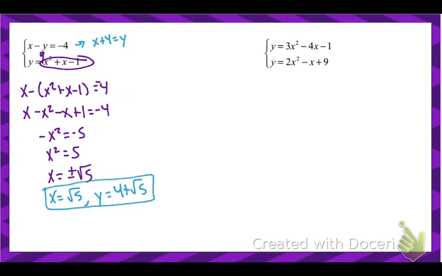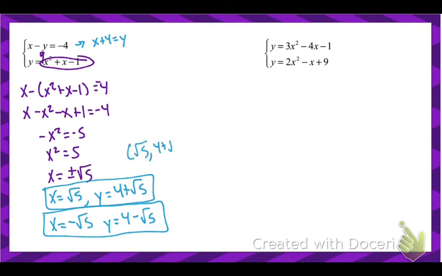Your other solution, when x equals negative square root of 5, then y is going to equal 4 minus the square root of 5. So those are two distinct solutions. You can either write them that way, or you can write them as an ordered pair. It's up to you. But what you can't do is just write, here's all the x's and here's all the y's. You need to make it clear which x goes with which y.